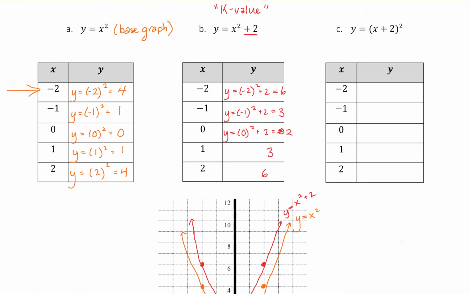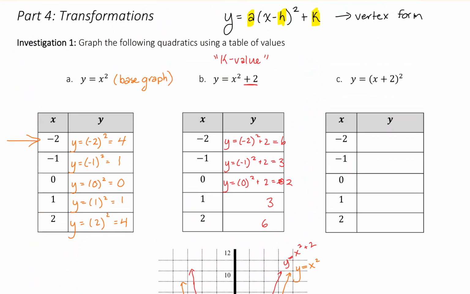Okay, and we have one more graph here to observe, and in this example we're looking at an h value. If you look at the vertex form equation at the top, this +2 is now an h. So we're going to see what happens to our graph when we add an h value that is not 0. Again, we're going to solve for our table of values, plugging those things in. y is equal to (-2 plus 2) squared, which is 0. Again, pause the video here, complete the table of values, and play it when you're ready to check your answers.